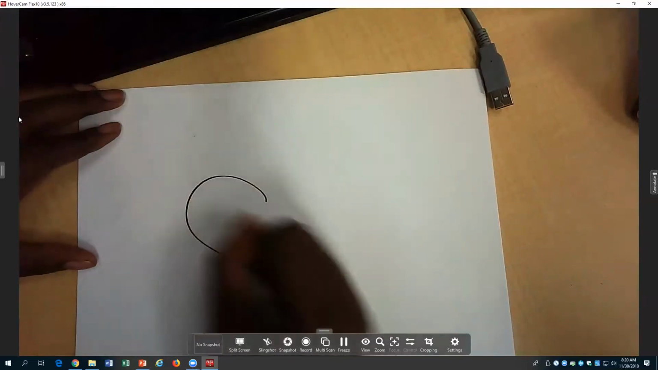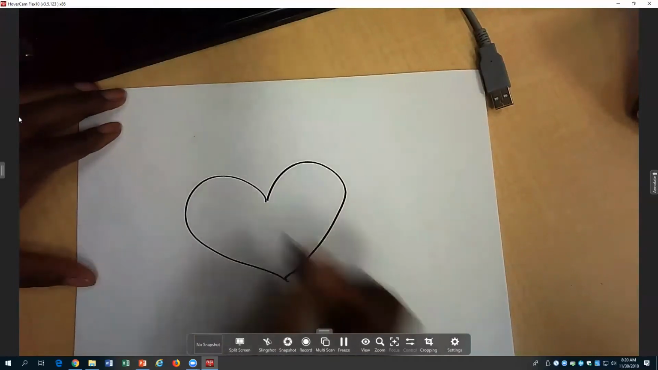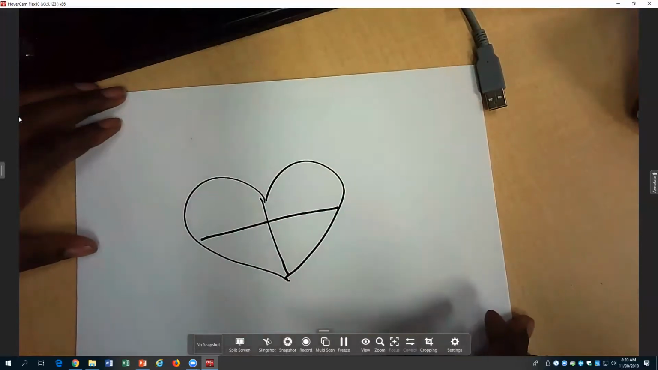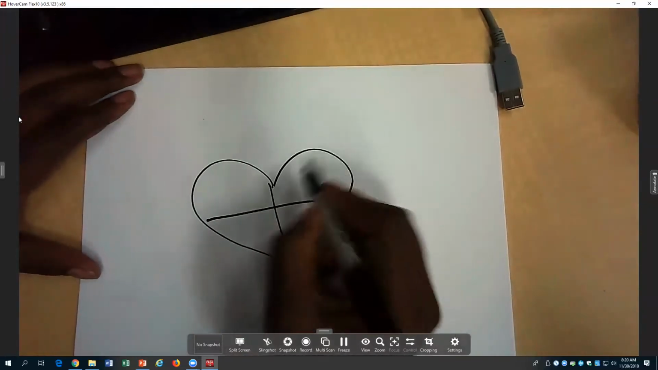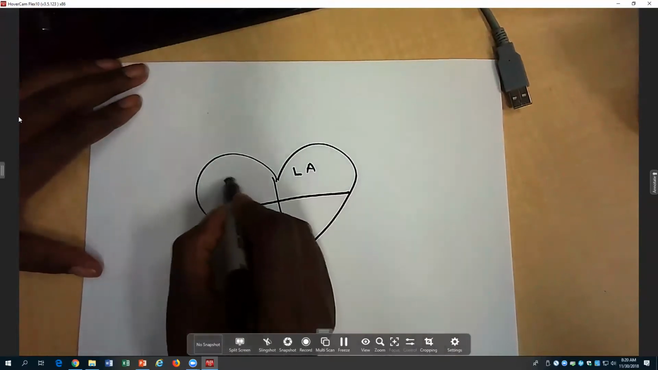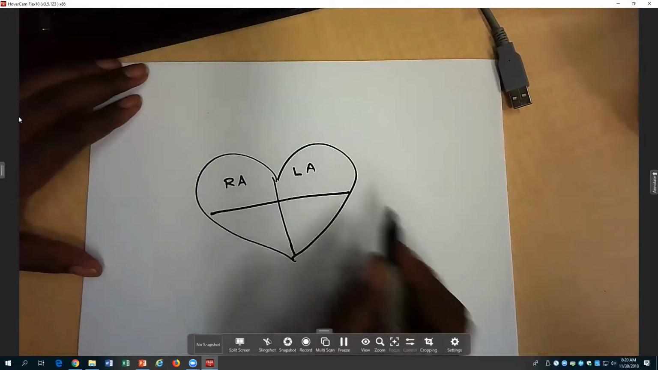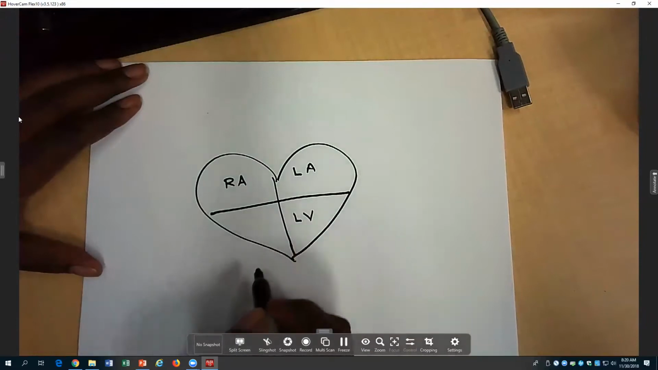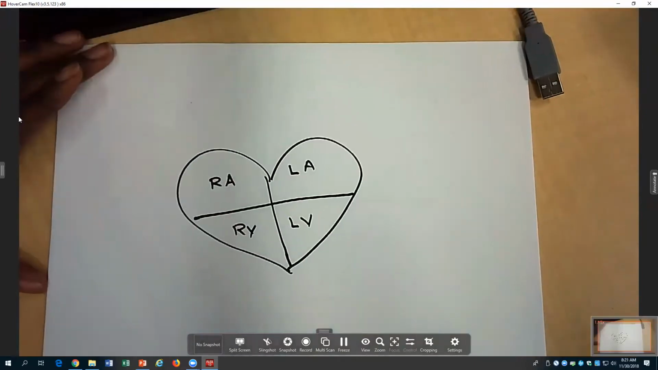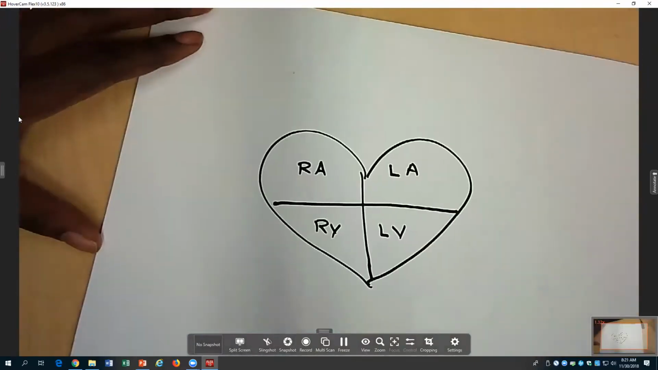First of all, we talked about the heart. So let's draw the heart in the middle here. And the heart has 4 chambers. It has a left atrium. It has a right atrium. It has a left ventricle, and it has a right ventricle.